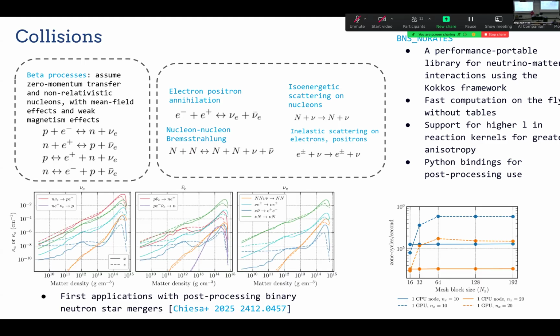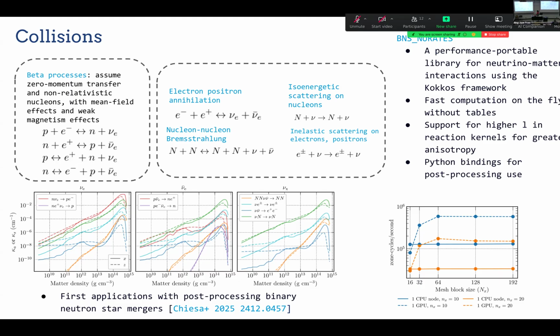So we have a first application with this library for BNS mergers. This was mostly done by post-processing snapshots of BNS post-merger simulations using the Einstein Toolkit-based THC code. And the plot essentially is trying to determine how each reaction contributes to that snapshot in post-merger.